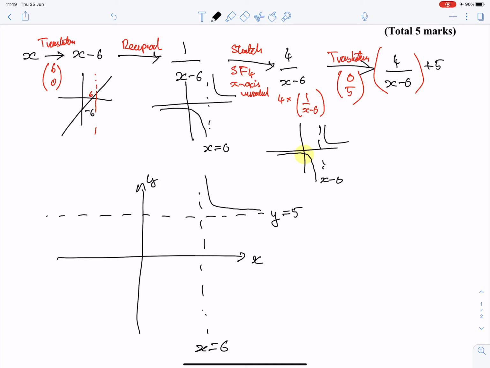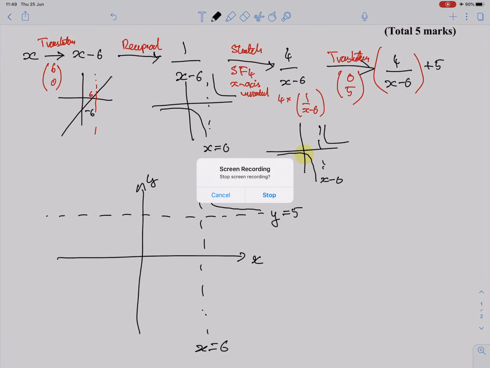So, it's all right. I want the whiteboard off.